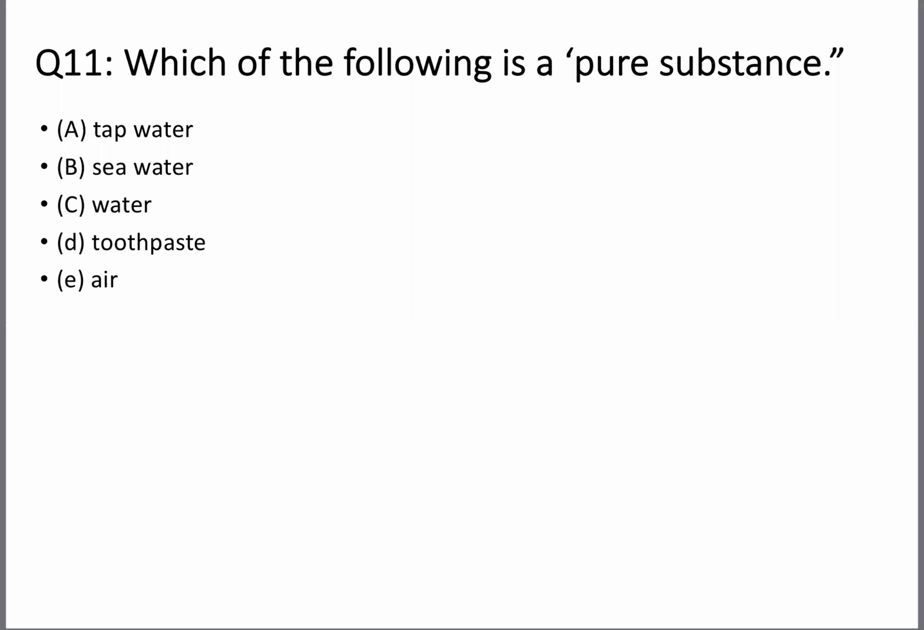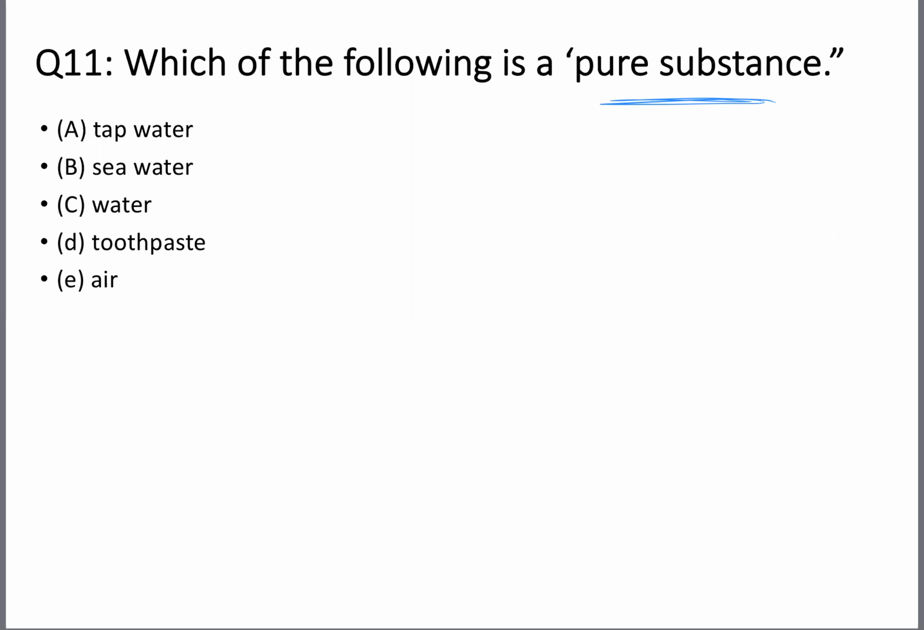All right, we're going to tackle question 11 now, which asks us, which of the following is considered a pure substance? So to answer this, of course, we need to know the definition of a pure substance and then basically pick out the best choice. So that's what we're getting at here, okay?